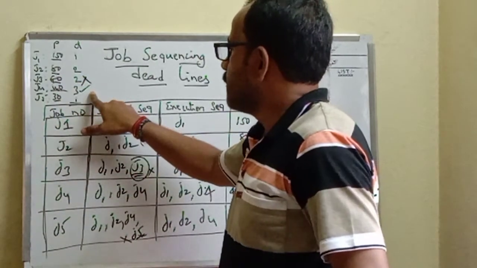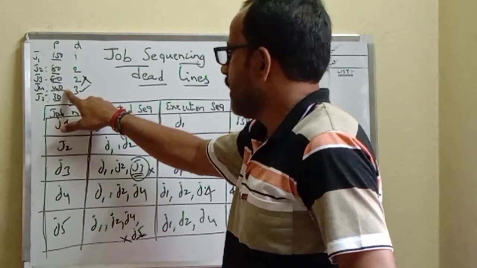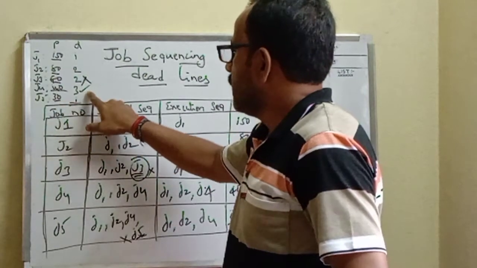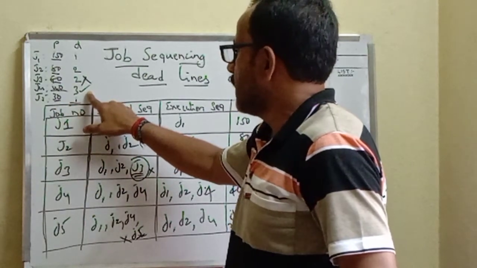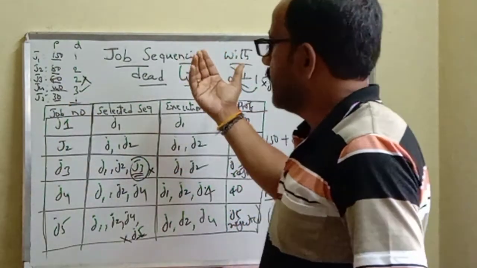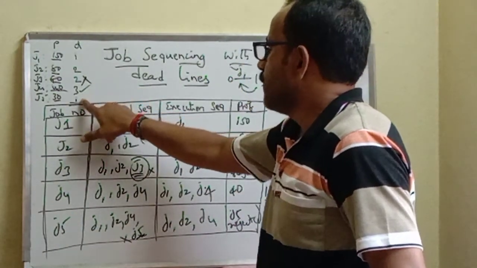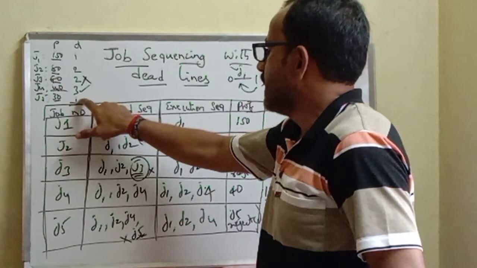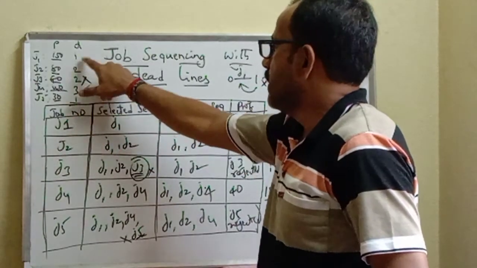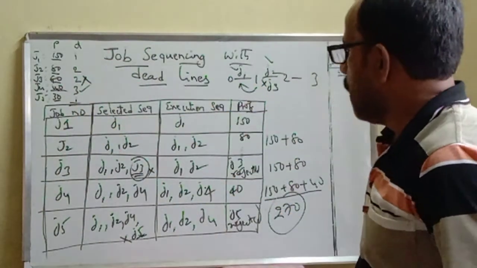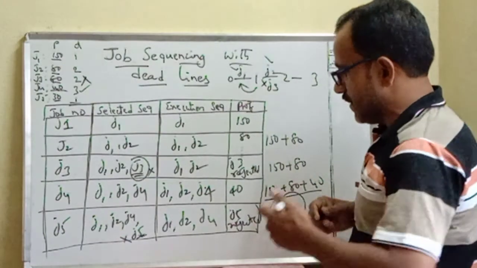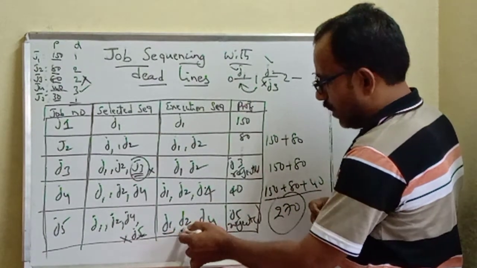Then the next job is J4, because it has the next maximum profit after the last job. J4's deadline is 3, so I can execute it at the last time slot. Then, if you select J5, its deadline is 1 unit, and I cannot execute it because the first time slot is already occupied. So the executed job sequence is J1 followed by J2 followed by J4.